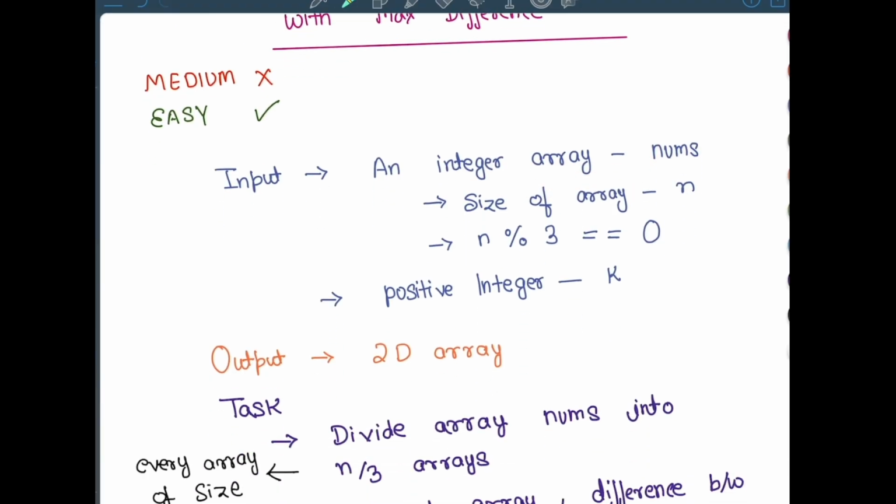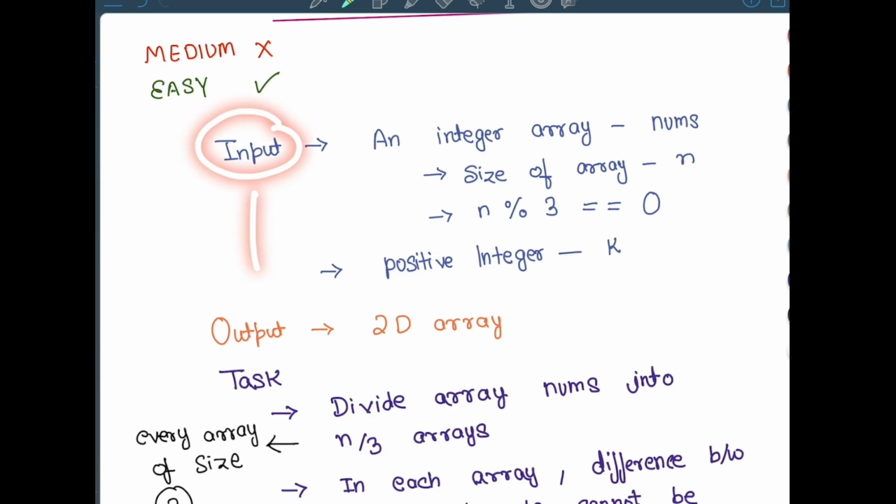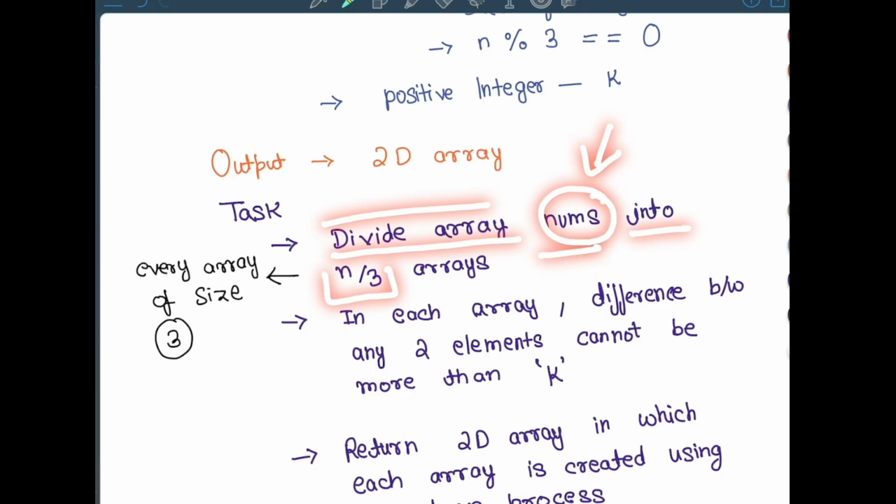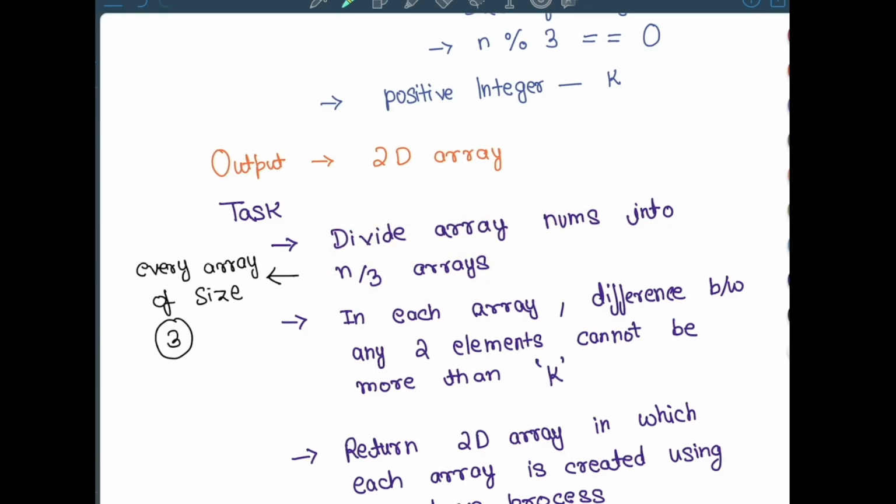Now let us try to understand how we can go from the input to the output. Let us try to understand the task. The first point says we need to divide our array nums, which is given in the input, into n divided by 3 number of arrays. And every array will be of size 3. Let us try to understand this point again. We need to divide our array nums into n divided by 3 number of arrays. Every divided array will be of size 3.